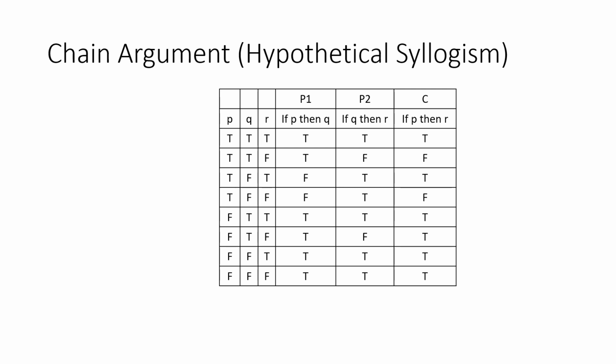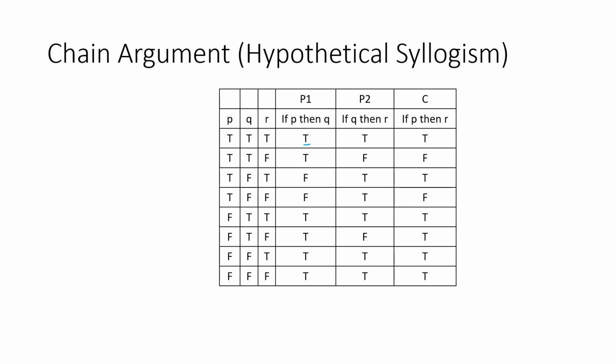So let's take a look at another completed truth table, this one for the chain argument. That's the argument that says if P then Q, if Q then R, therefore if P then R. And notice this one has a lot of cases where the premises are true at the same time. Part of that is just having fewer premises, right?